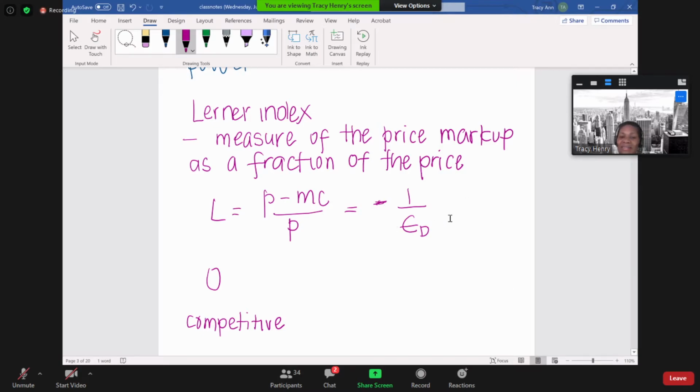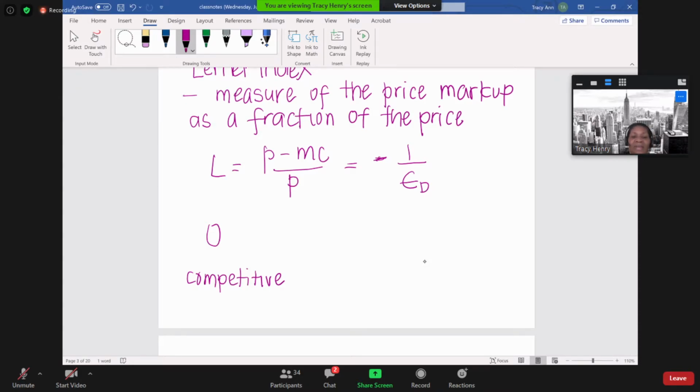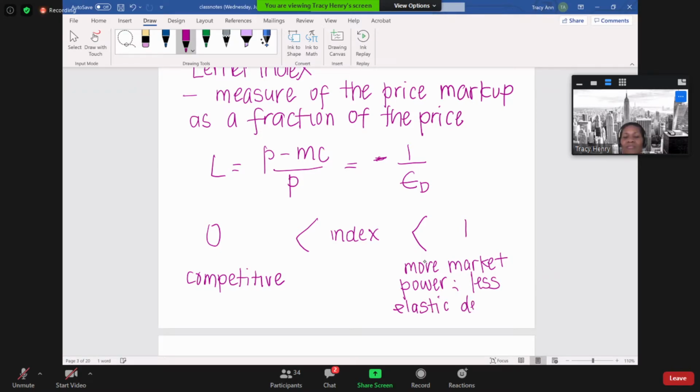So we can see it with this elasticity of demand, but you can also see that for you to get it equal to 0, the price has to be equal to marginal cost so that your numerator is 0. And that we know is true for our competitive market. So when it is 0, then it is competitive. Let's put a big thing here, and we have the index. And then when you get it equal to 1, then you have more market power, and this is, of course, a less elastic demand.